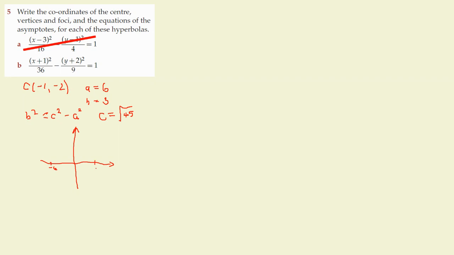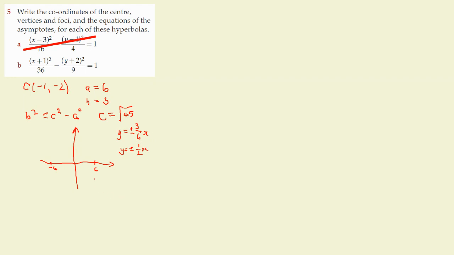And then we've got the other vertex at 6 here. And I would know my asymptotes were y equals plus or minus b over a x. We're not going to leave things as 3 over 6, are we? Because we're good mathematicians, we're going to write that as half x. Always simplifying as we go.